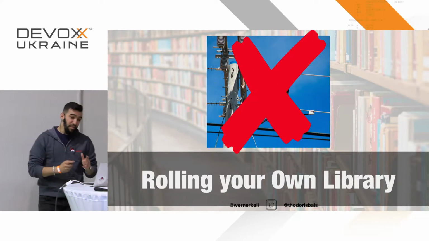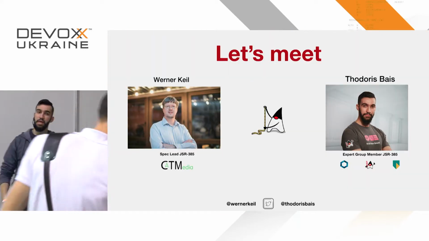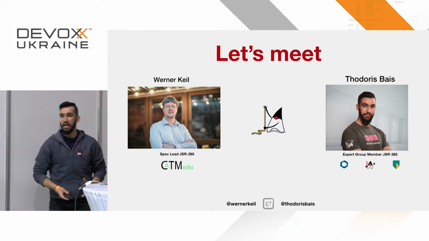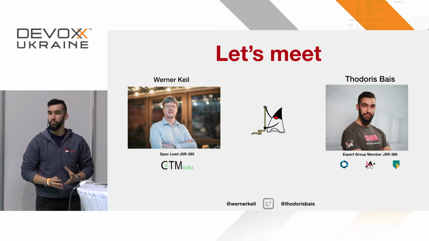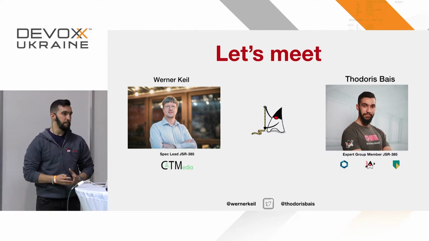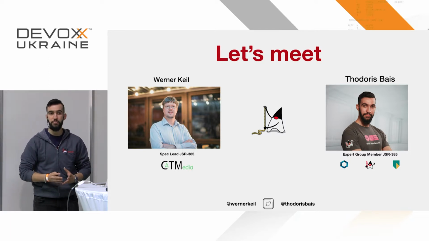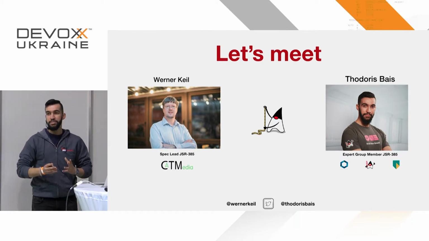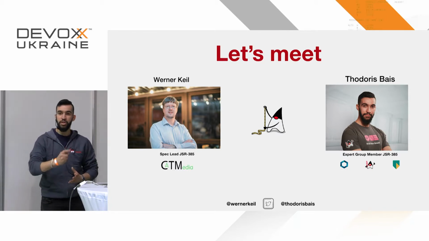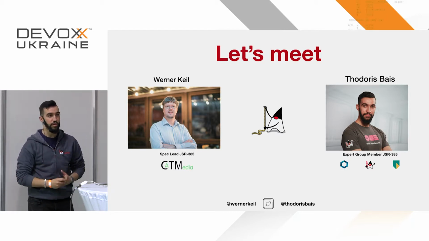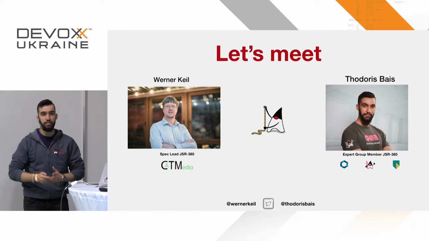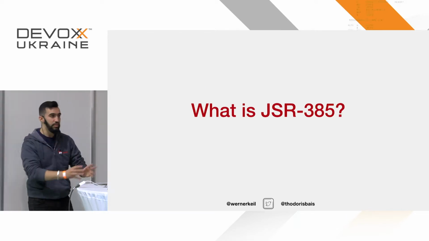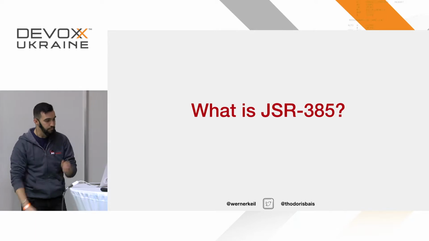So, let's meet. Hi, I'm Thodoris Bais. I'm a member of the expert group of JSR 385. I work as a Scrum Master for ABN AMRO Bank, which is a bank in Holland, in the Netherlands. And other than that, I'm also helping others find their own motivation via my own company, Agile Leaders. Enough about me, nobody cares about me. Let's see what JSR 385 is all about.